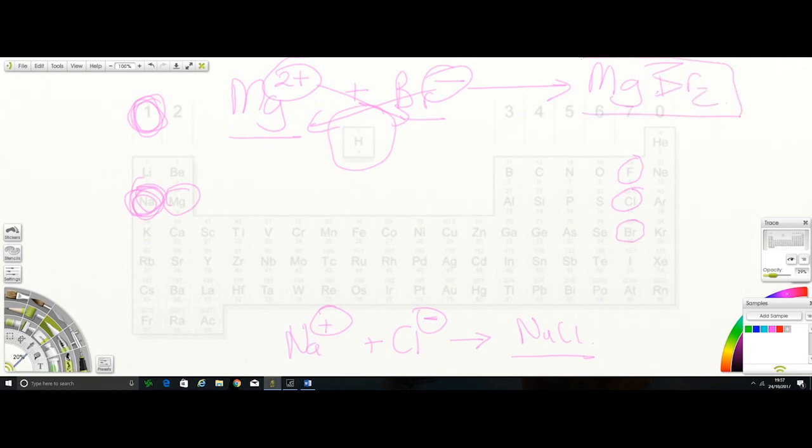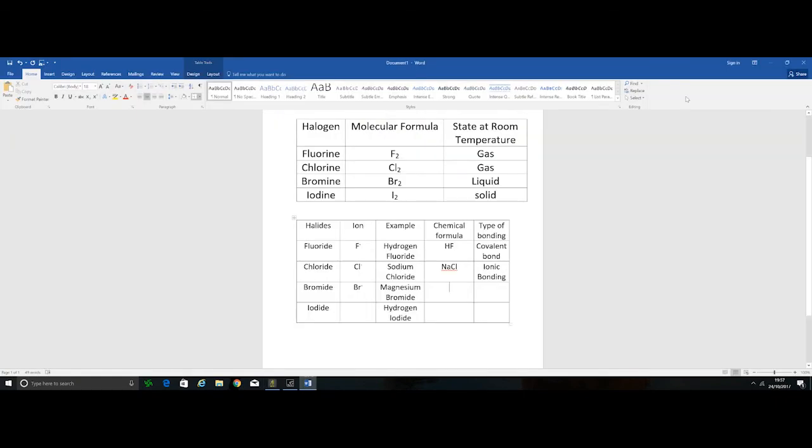And what type of bonding is it? Well, it's a metal with a non-metal, so it's ionic. So let's go to MgBr2. What type of bonding? It's ionic, because of course it's between a metal and a non-metal.